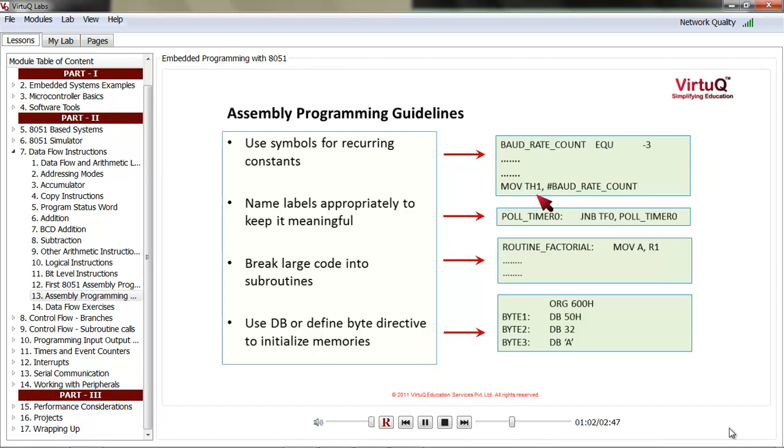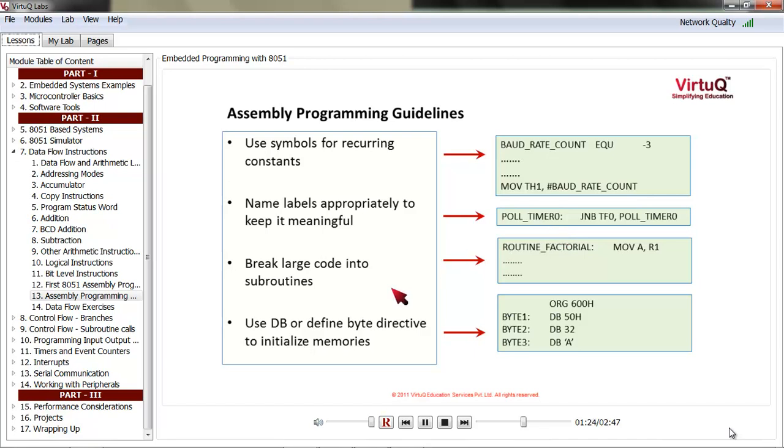Further, we should also name labels appropriately to keep them meaningful. On the right here we have an example where we are polling timer flag TF0. So the label here can be named poll timer 0. That's how we can make it more meaningful. It makes it easier to read.